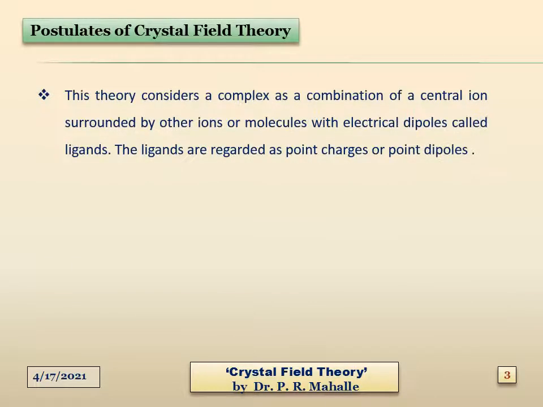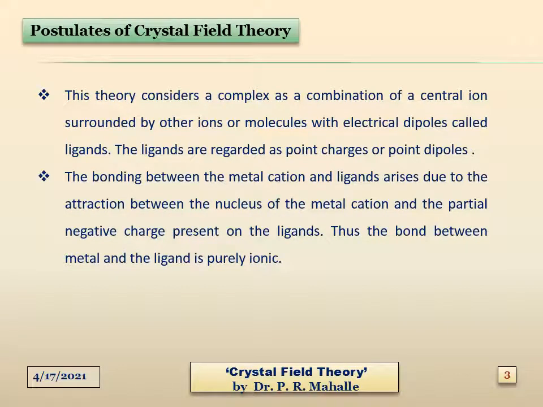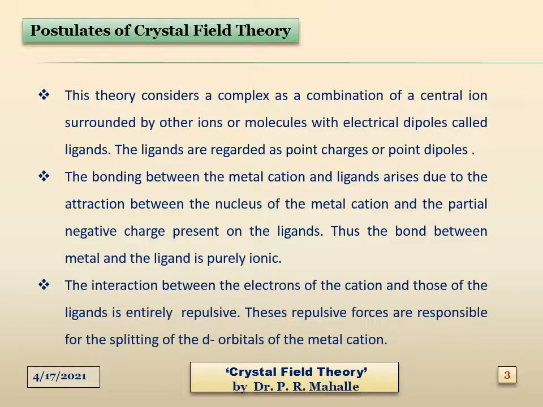We will see the postulates of the crystal field theory. This theory considers the complex as a combination of the central metal ion surrounded by different types of ions or molecules with electrical dipoles. These are called ligands, and these are regarded as point charges or point dipoles. The bonding between the metal cation and ligands arises due to the attraction between the nucleus of the metal ion and the partial negative charge present on the ligand. Thus, the bond between them is purely ionic.